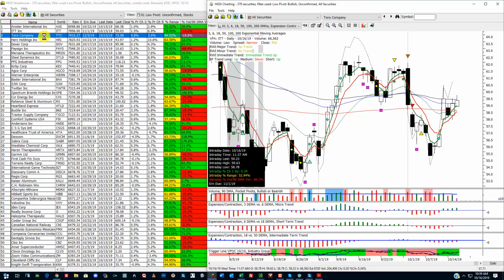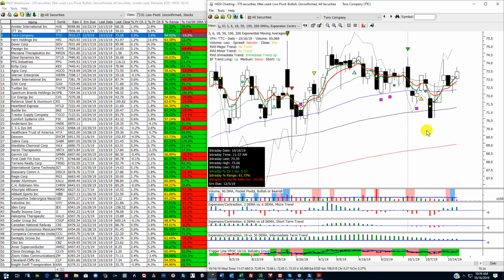Let's see if I can find a better example here. Now this is Toro. Here's your low pivot. Here would be the buy point. This would be a profitable trade right now. This stock has been chopping around too, but I'm just concentrating on this area over here right now. And then I look at the rest of the chart, see which of the indicators are positive.